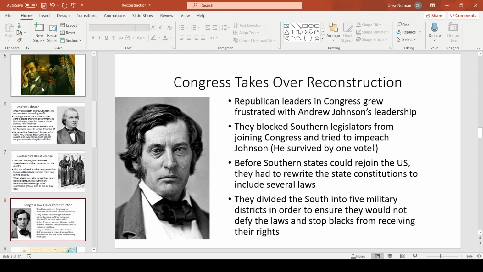Which brings us to Congress taking over. Since Andrew Johnson wasn't doing enough, Republican leaders believed that Andrew Johnson did not need to be in control of Reconstruction. So first they blocked those Southern congressmen and legislators from joining Congress. They even tried to get rid of Andrew Johnson as president. He only survived by one single vote. Now earlier this year, Donald Trump came to the Senate to be impeached, but he did not come nearly as close as Andrew Johnson did to getting kicked out.